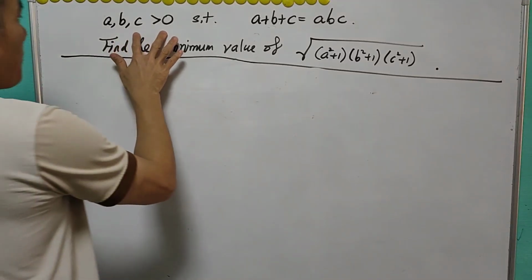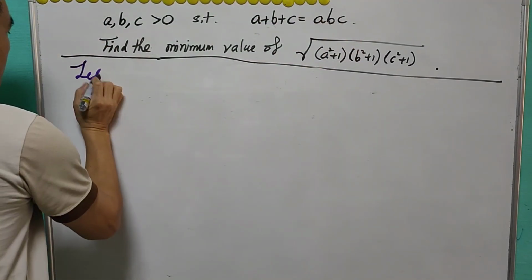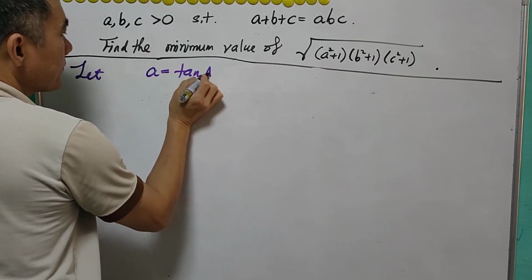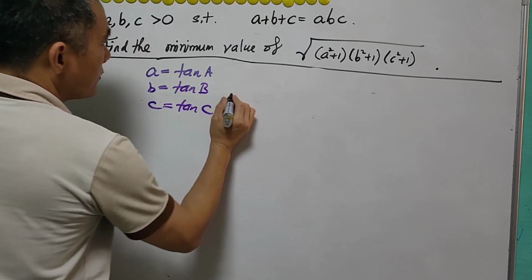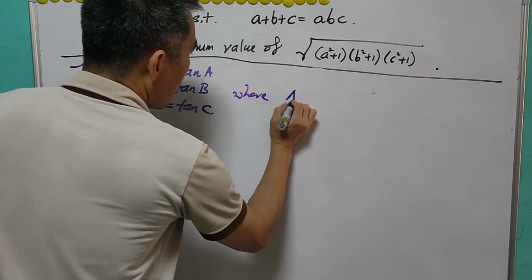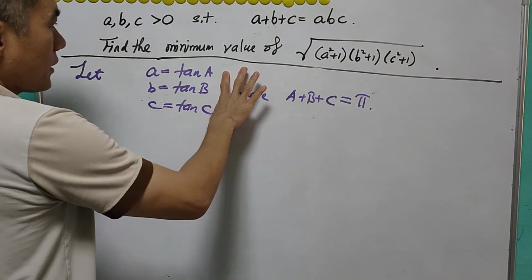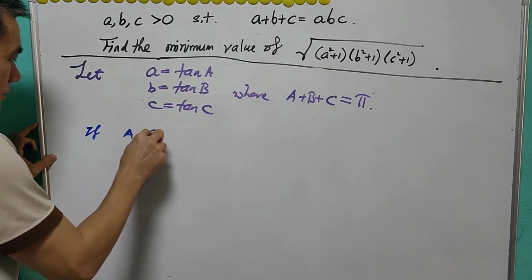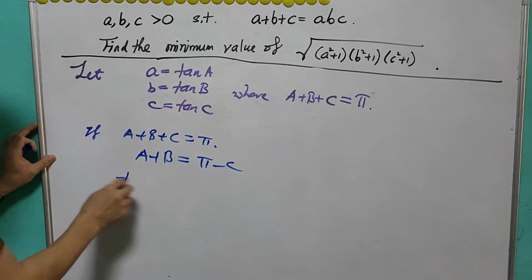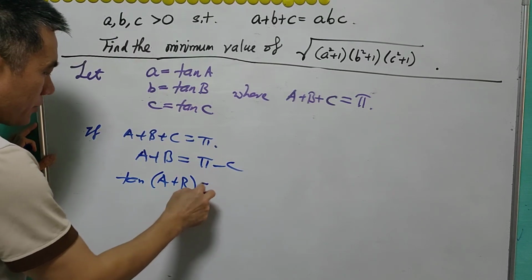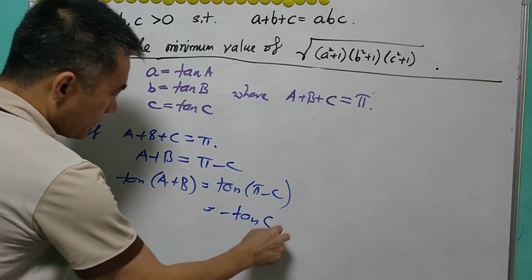Now, since A, B, C are positive and the sum equals the product, we can let A be tangent A, B be tangent B, and C be tangent C, where A plus B plus C equals pi. For those who are not familiar with the result, I'll show you the result here. A plus B plus C equals pi. Then A plus B equals pi minus C. The tangent of A plus B equals the tangent of pi minus C. And this actually equals negative tangent C.